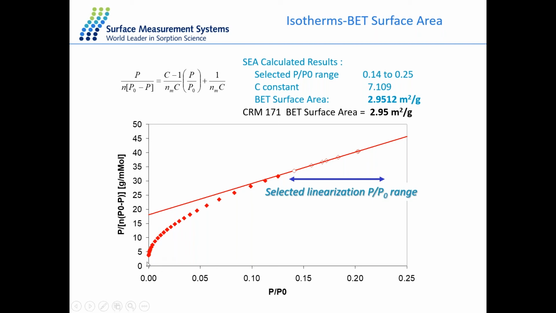And in this case, we're looking at the isotherm here. With this isotherm, what we've done is applied the BET surface area and selected the linear part of the isotherm to calculate BET surface area. So again, we have a good agreement between our volumetric technique and our chromatographic technique.